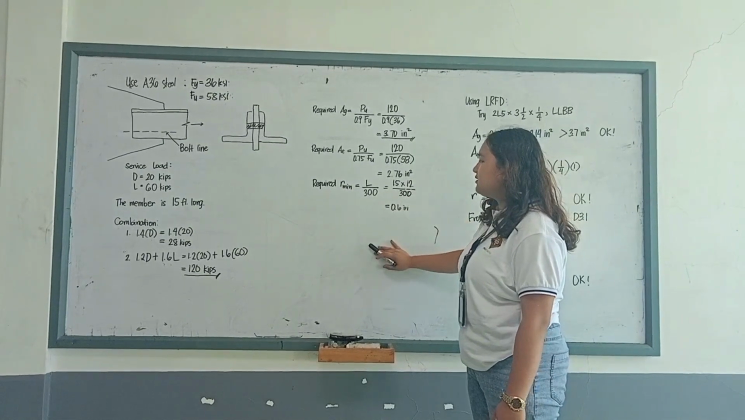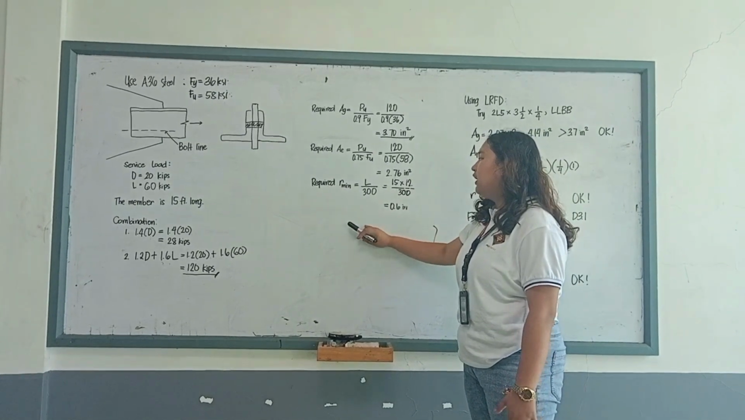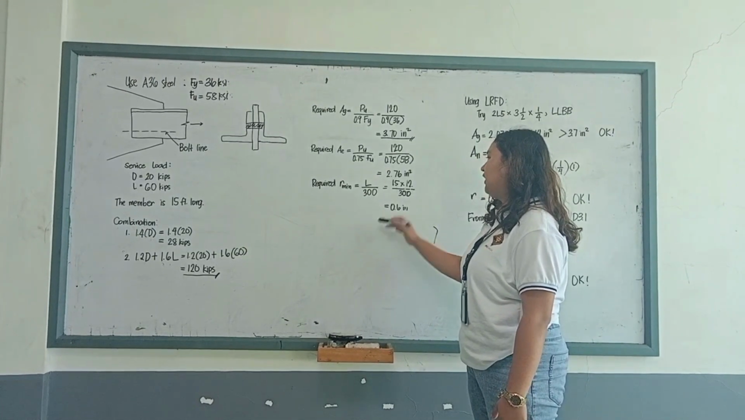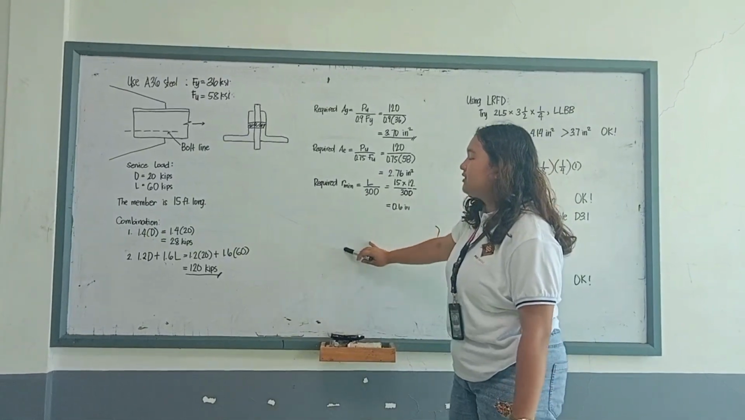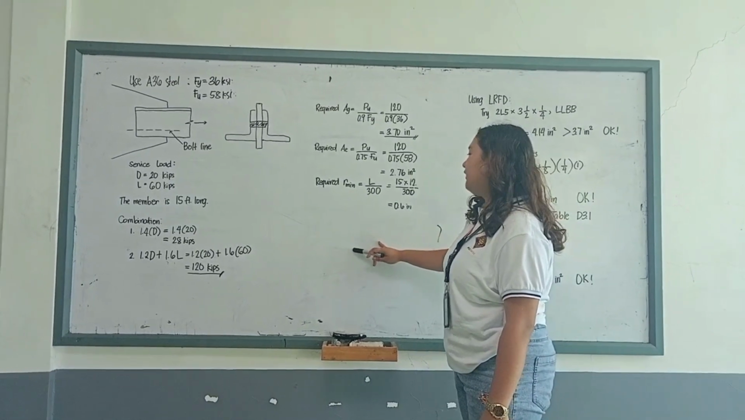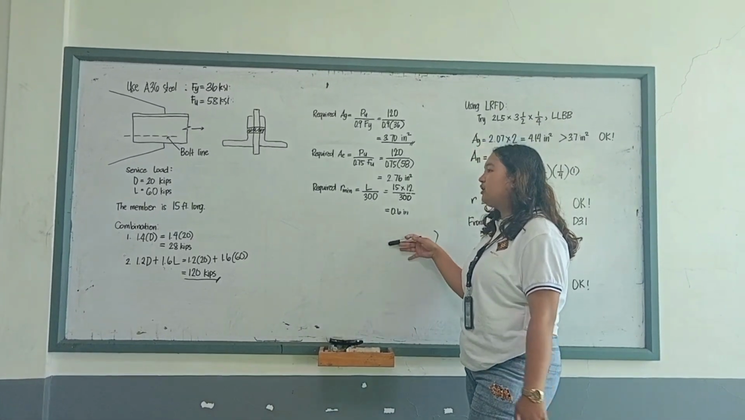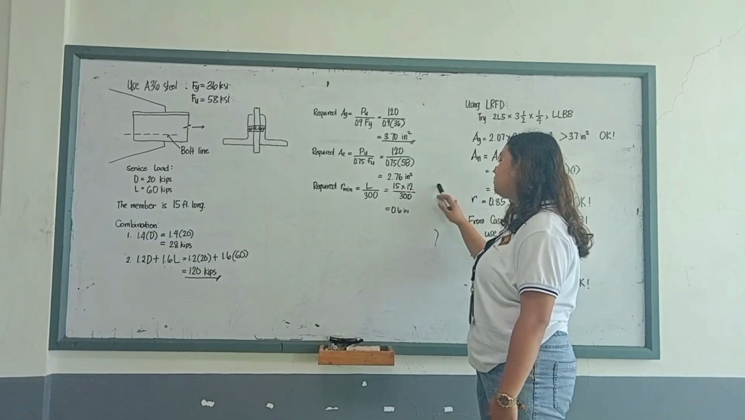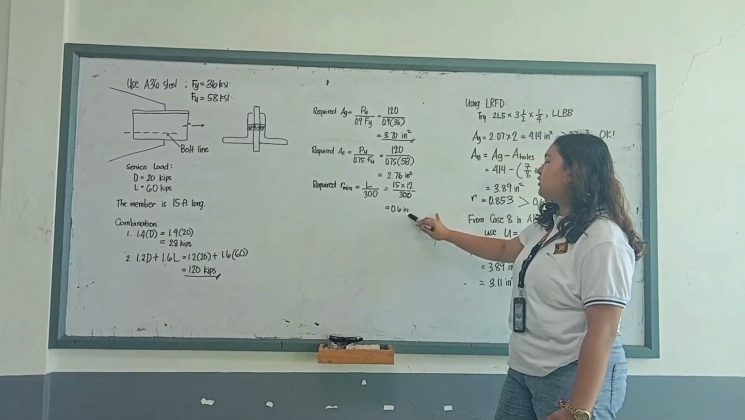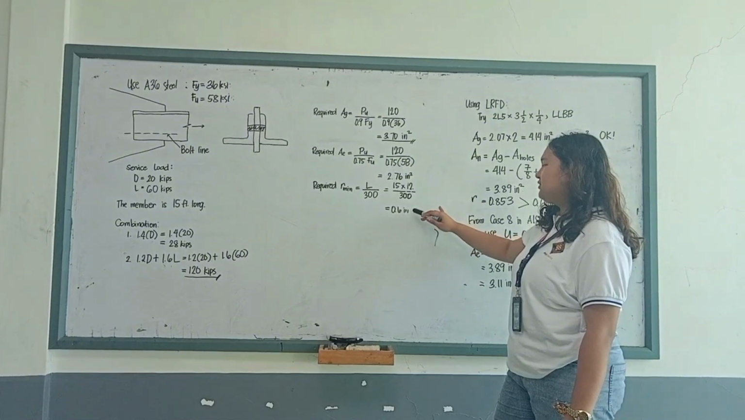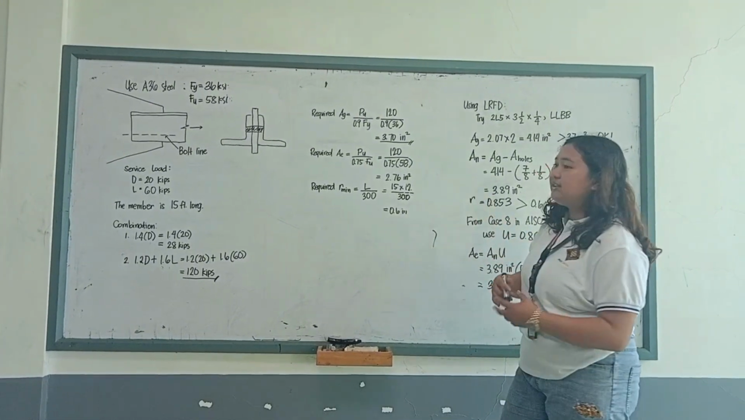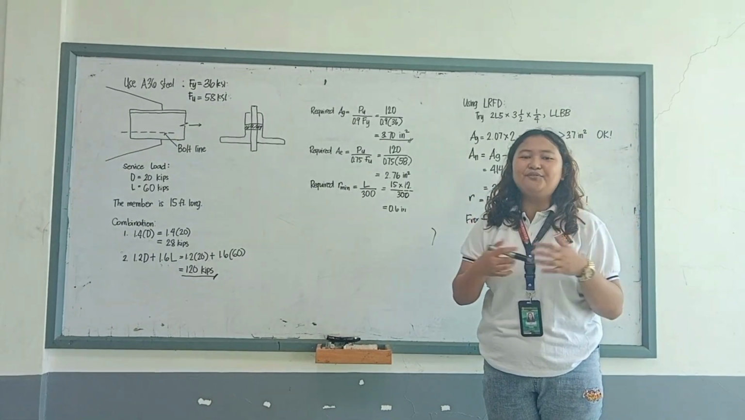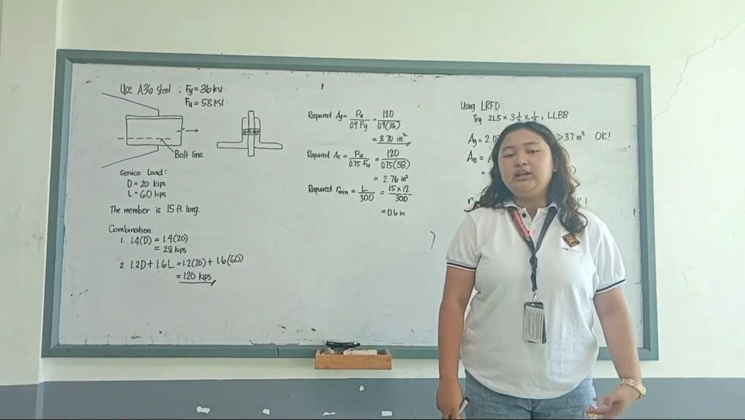And next, let us solve for the required r minimum. The formula is L over 300. The length of the member is 15 feet, which we convert into inches, that is why we multiply by 12. So 15 times 12 over 300 is equal to 0.6 inches.